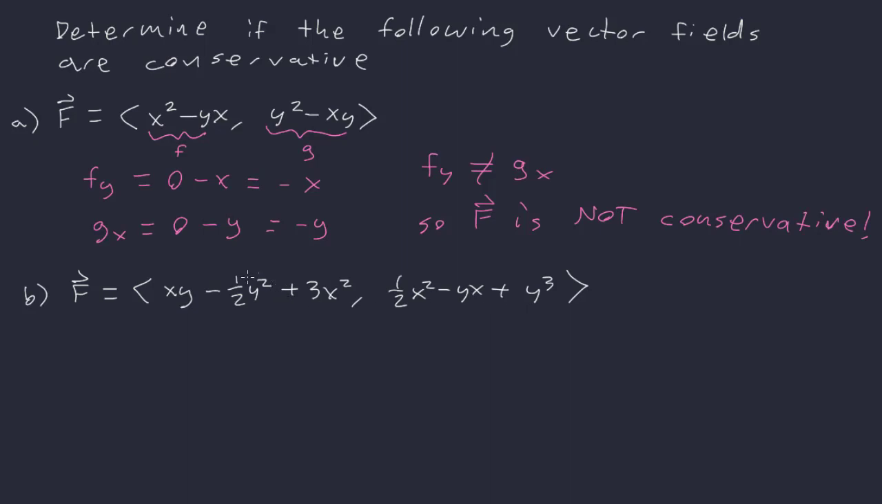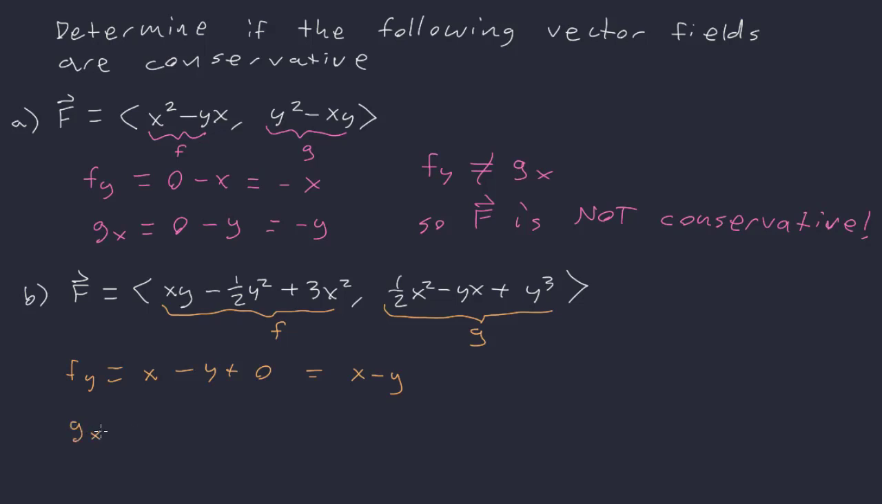Okay, how about this second vector field? xy minus 1/2 y squared plus 3x squared, comma, 1/2 x squared minus yx plus y cubed. So let's see what we have here. Once again, I'll do this one in a different color. This will be our little f. This will be our little g. And f sub y, so we'll take this derivative with respect to y. So we'll get x, all right, minus 1/2 y squared, that will give us y. And then the plus 3x squared disappears. That becomes a plus 0. So we get x minus y.